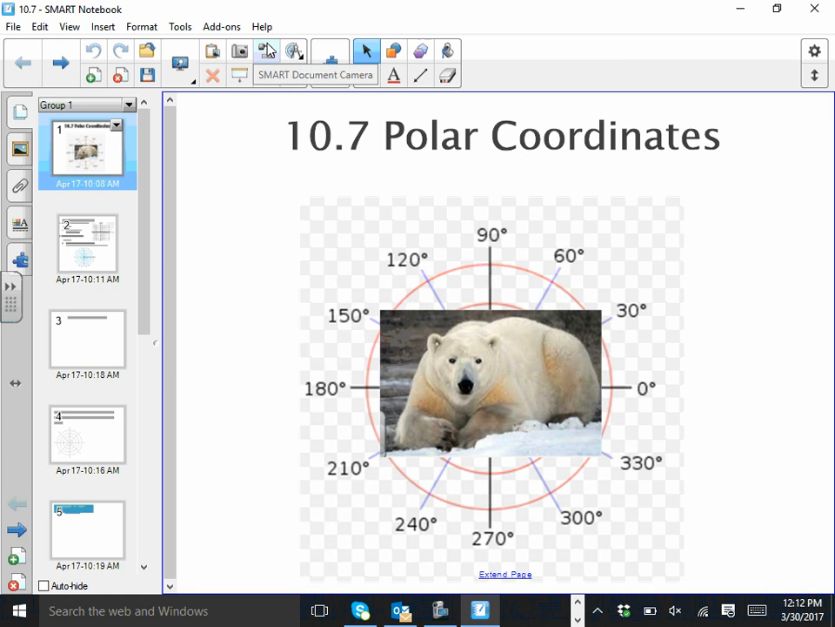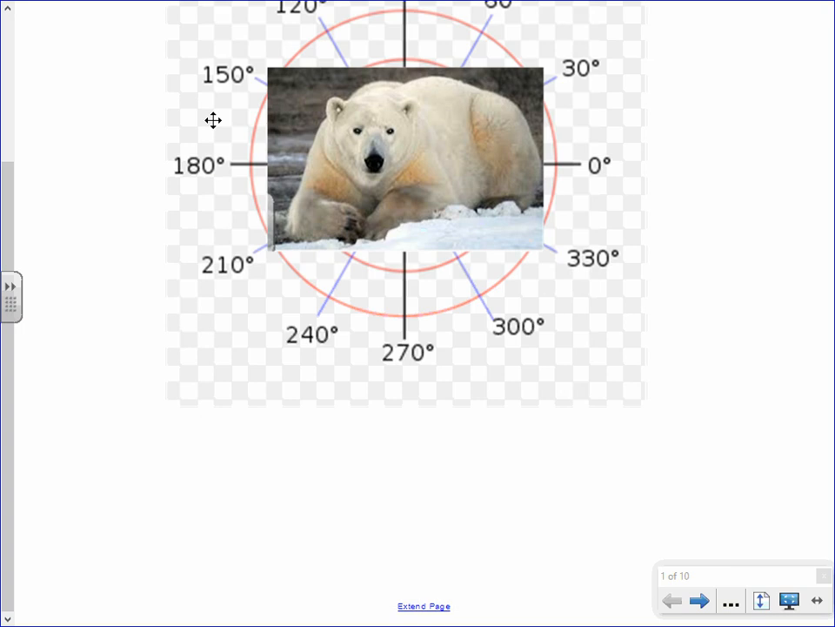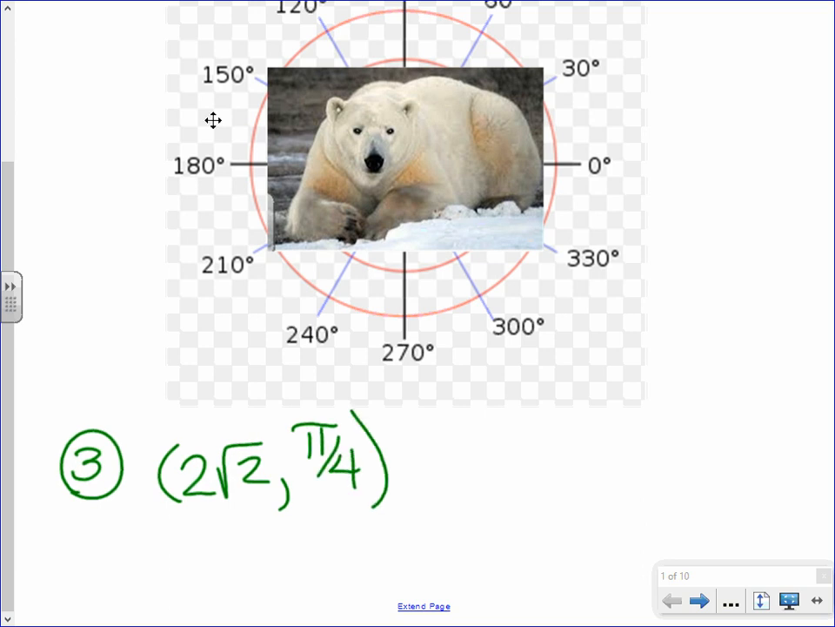In the activity, what was your angle of rotation for number 3? 45 degrees. That was a nice one to pick up, right? 2 over 2 up 2. We rotated 45 degrees. What distance did you walk out? 2 radical 2. So in number 3, you have the coordinate 2 radical 2, 45 degrees, or pi over 4. We rotate pi over 4 and then walk out the distance of 2 radical 2.